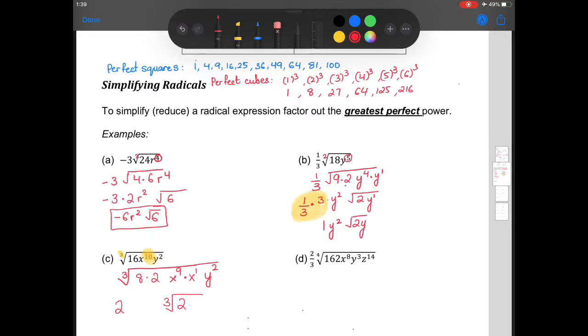Cube root of x to the 9th, or think about it as you're dividing the power by the root. So 9 divided by 3 is 3. So x to the 3rd. And x to the 1st is a non-perfect cube, and so is y square. So this is my final answer. I'm going to rewrite it a little nicely. This is 2x cubed, because that looks really separate, and cube root of 2xy square.